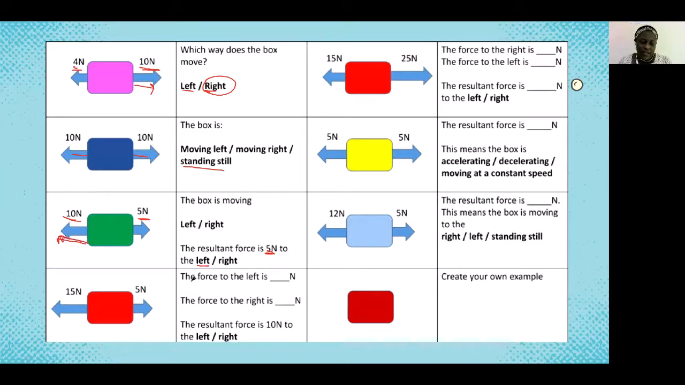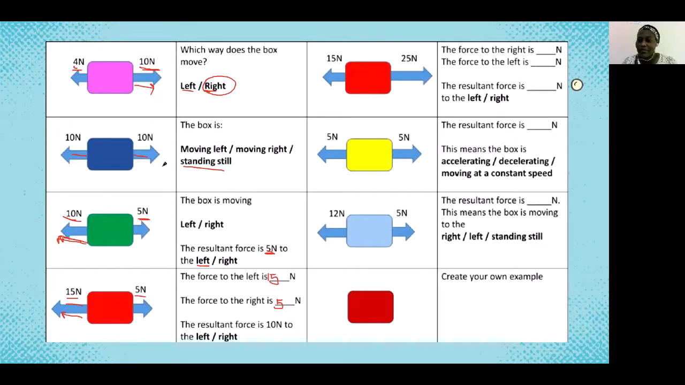Very good. Next, the force to the left here is 15. The force to the right is 5. The resultant force is 10 newtons to where? Of course, 10 newtons to the left, where the force is much. Very good. You take 15 and you take away 5, you get 10. This box is being moved to the left using only 10 newtons.